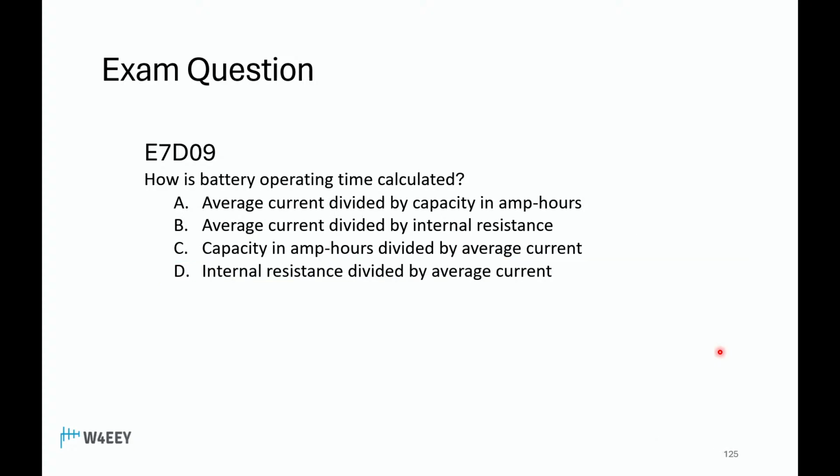How is battery operating time calculated? I can hear the wheels turning. One of them got time constants in it. Charlie. It is Charlie. Capacity in amp hours divided by the average current. So a 12 amp hour battery drawing 1 amp will last for 12 hours: the amp hour rating of the battery divided by the current being drawn from it.